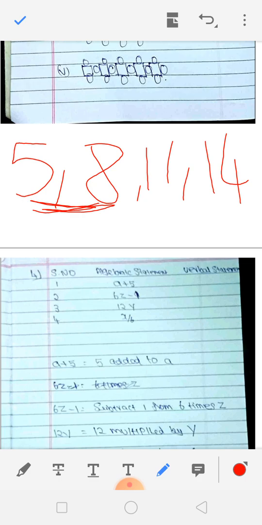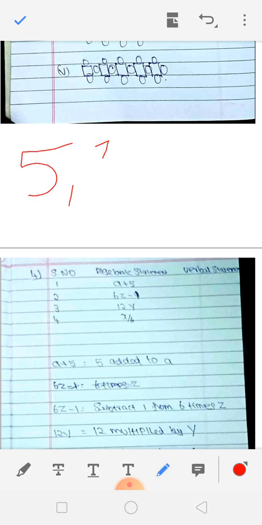So 8 minus 5 is equal to 3. So the difference is 3. 11 minus 8 equals 3, or 14 minus 11 is equal to 3. So all the differences are 3 only. Or you can write it this way also.